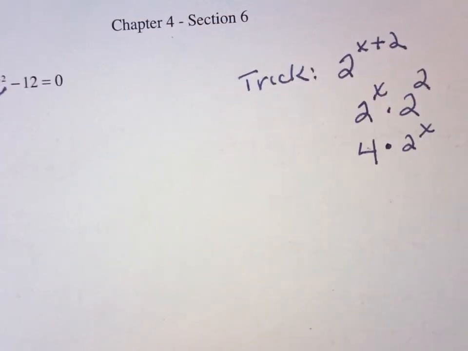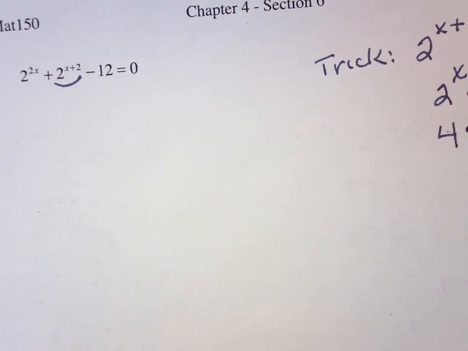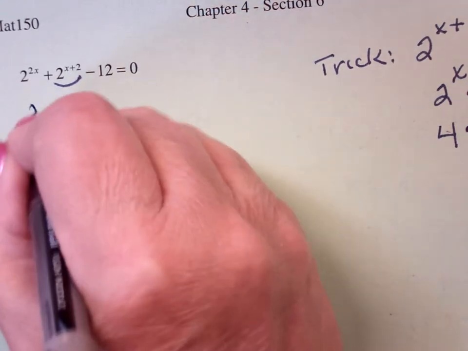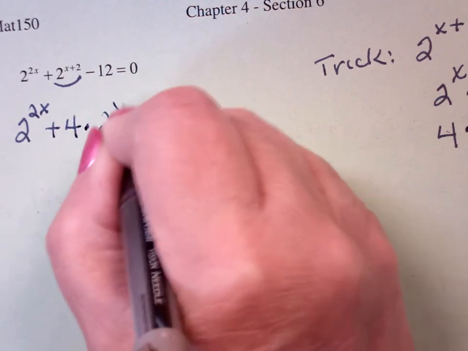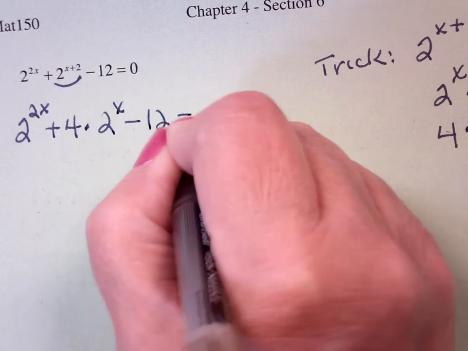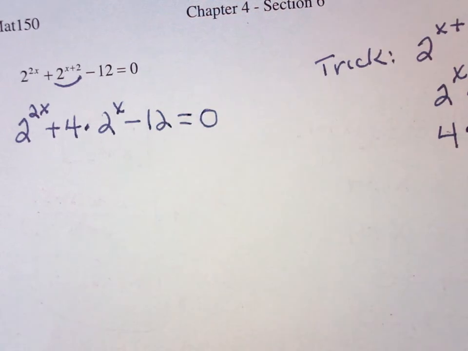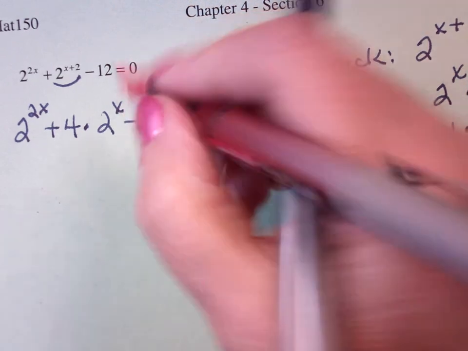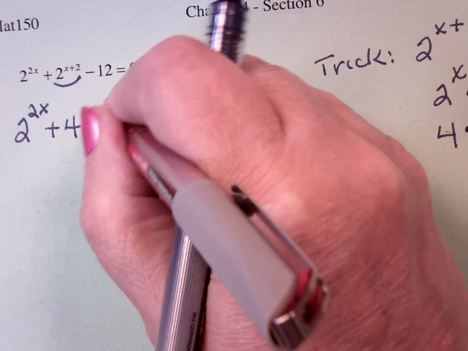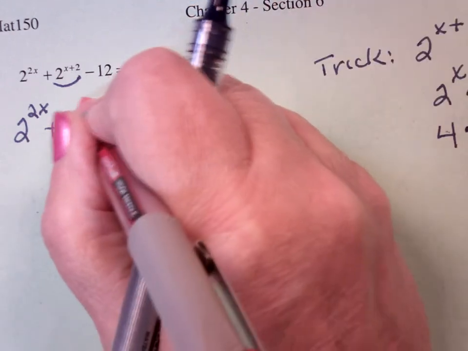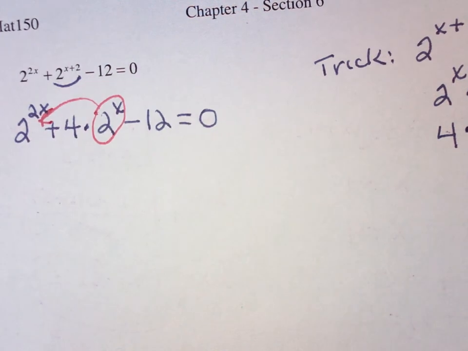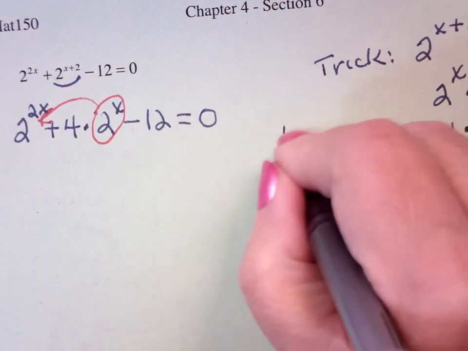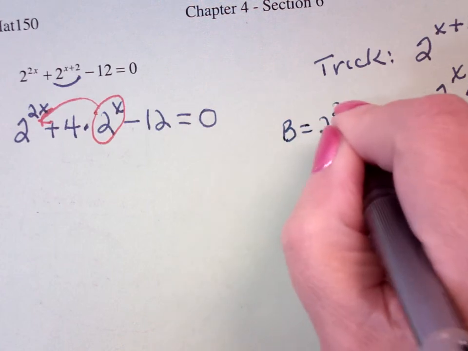So I need to rewrite my problem. And it gets rewritten as 2 to the 2x plus 4 times 2 to the x minus 12 equals 0. Now when you look at it, here's the variable portion of the middle term, and when you square it, you then get 2 to the 2x. So b is going to be 2 to the x.